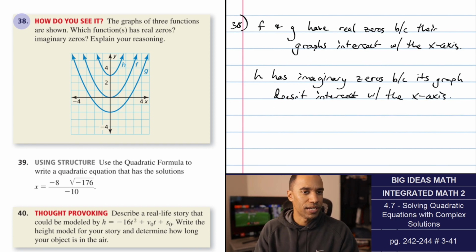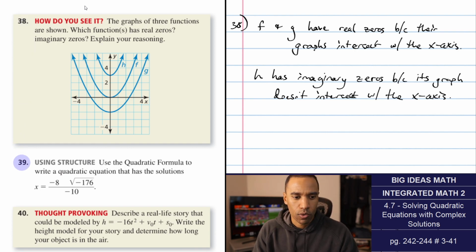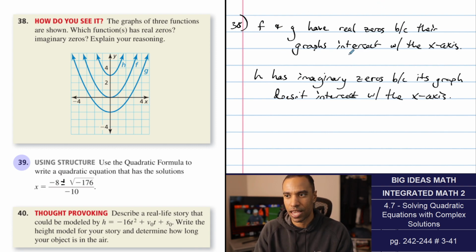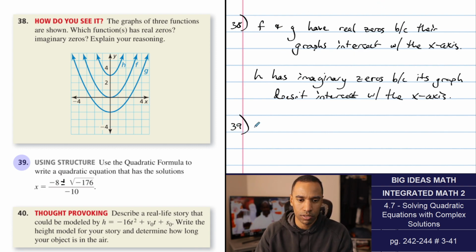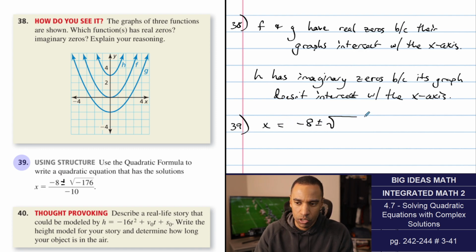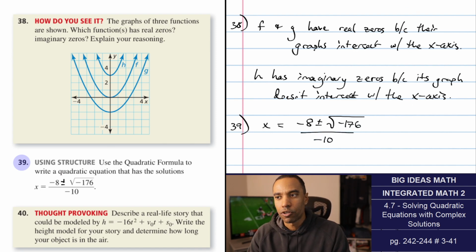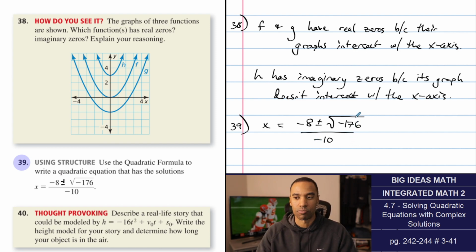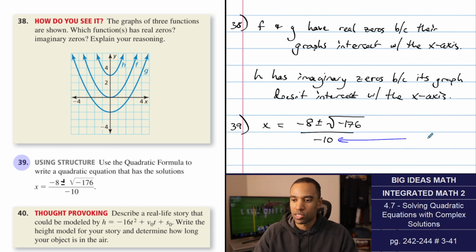All right, number 39. Using structure. Use the quadratic formula to write a quadratic equation that has the solutions x equals -8 plus or minus root -176 all over -10. I'm going to start with the a and b stuff here. First of all, I do not like that they have this negative here. They really should have worked on simplifying some stuff, but I think they're looking for very specific answers, so that's okay.